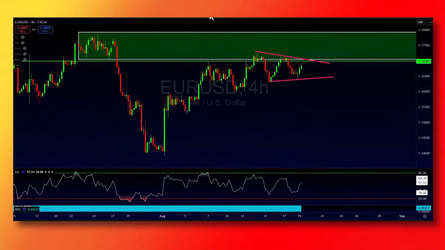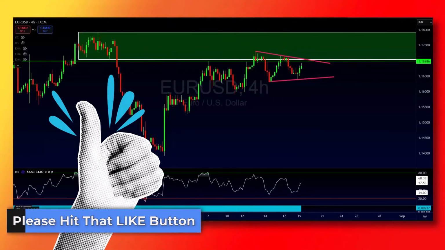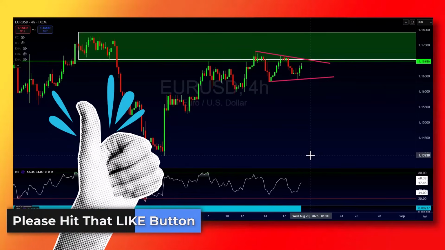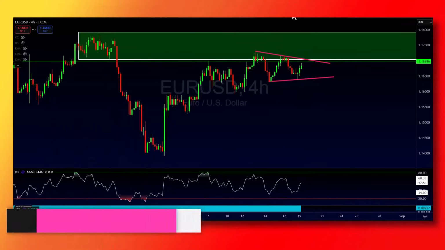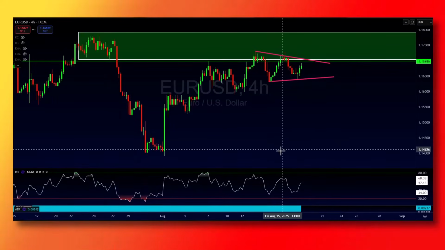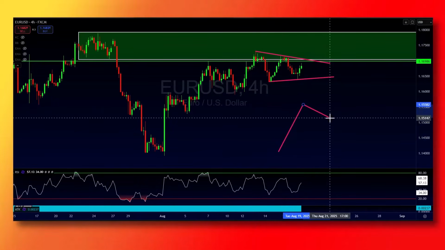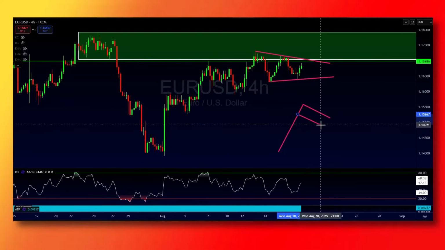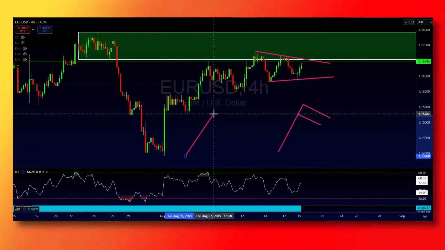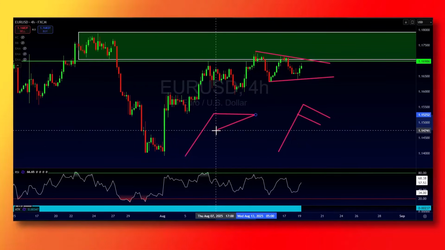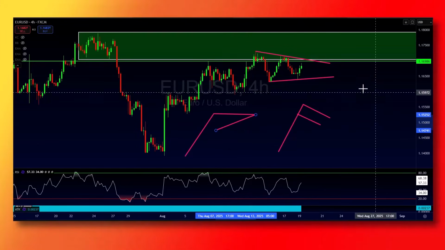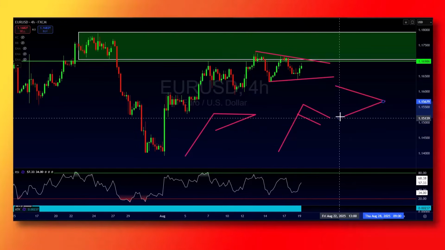On triangle patterns in general, there is no bias. I'll get my chart back up. There is no directional bias from just the triangle pattern, right? So there are certain patterns that have directional bias, right? If we have a flag pattern that looks like this, we can have a directional bias. If we have an ascending triangle that looks like this, we can have a directional bias based off the pattern. In general, wedges and triangles, stuff like that, no directional bias.